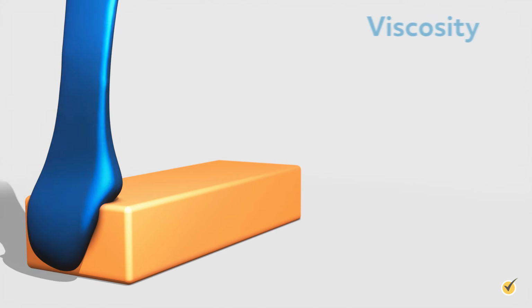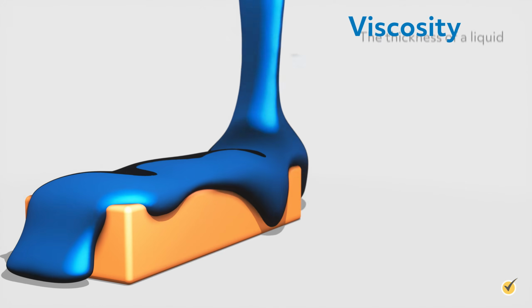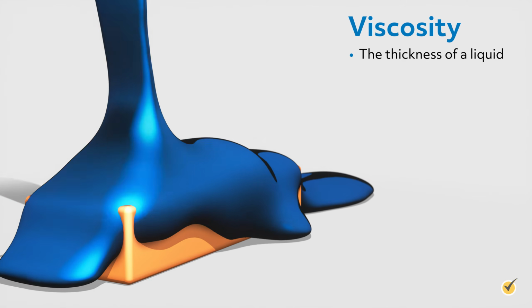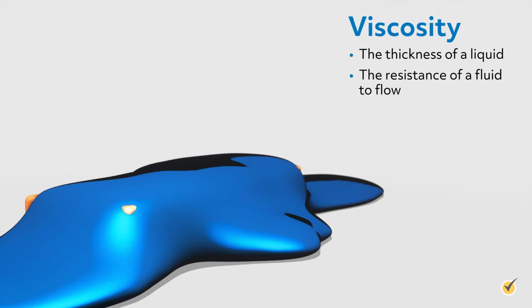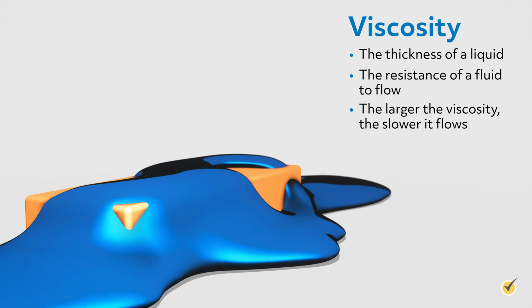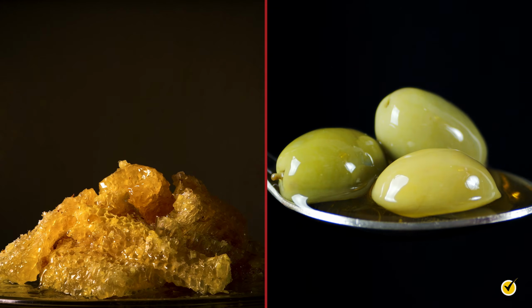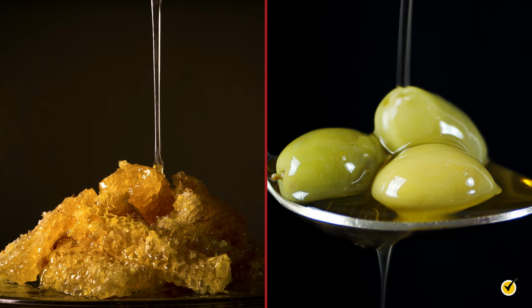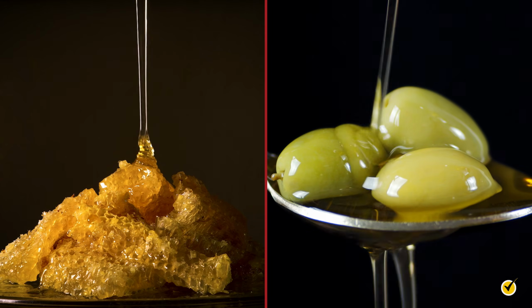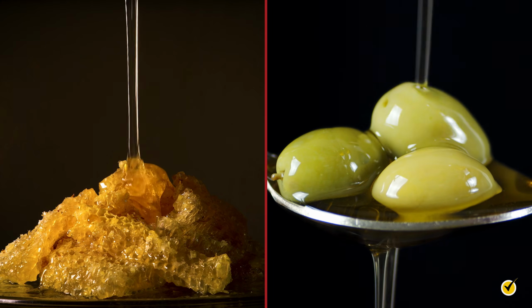And lastly, let's consider viscosity. If you're not familiar with the word, it's basically the thickness of a liquid, or more technically, the resistance of a fluid to flow. The larger the viscosity, the slower it flows. For example, oil and honey have a much higher viscosity than water or acetone, a common ingredient in nail polish remover. Why? Well, let's think about how we can connect this macroscopic property to their intermolecular forces and physical properties.